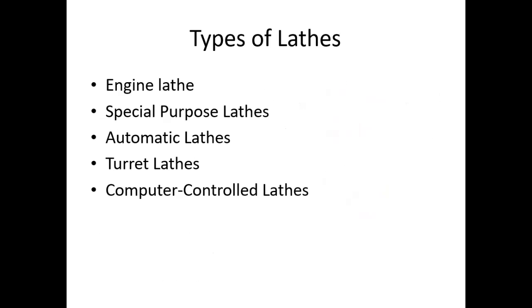So what are the different types of lathe? The different types of lathe include engine lathe, special purpose lathe, automatic lathe, turret lathe, and computer controlled lathe. Let me say a few things about these. In the olden days, what we used was the engine lathe. It was very big, occupying the space of this room. Now all the designs are compact, very small and robust, and they are even controlled by computers.